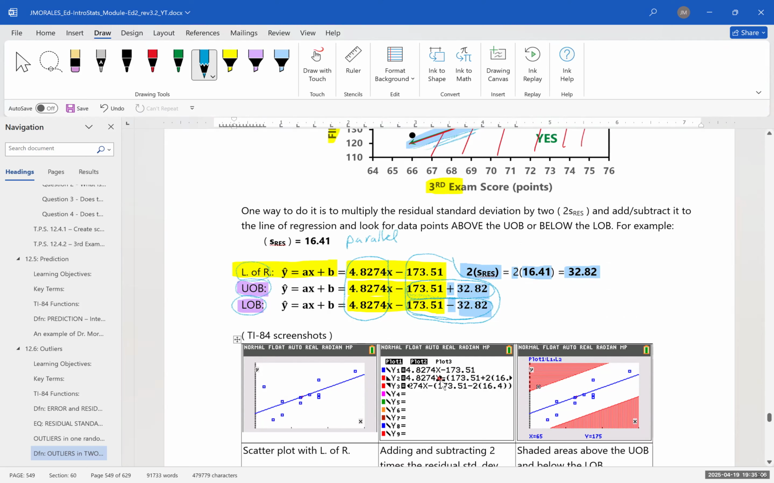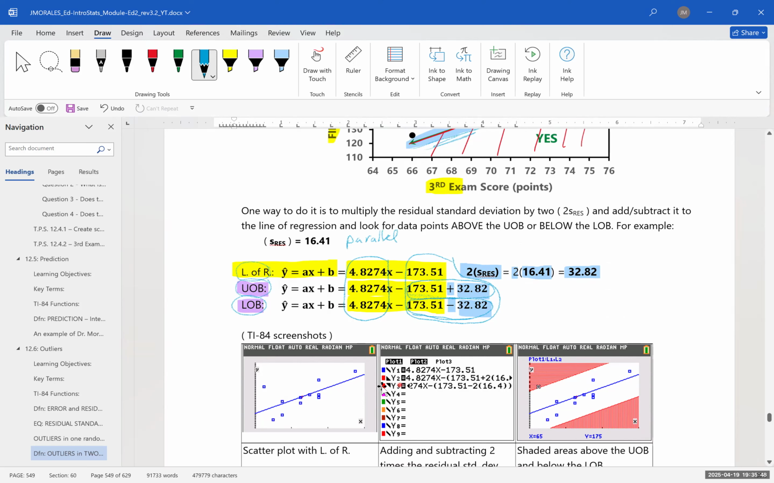Okay, then I took this line of regression, I copied it down here under y2 in order to graph that. And you can see I did 173.51 plus 2 times 16.41. So the fact that I did a plus here means that this y2 is going to be the upper outlier boundary. And what I did is I selected this little slash mark. And if you select the slash mark and hit enter, you can change it so that it'll shade. So I had it shade the area above this upper outlier boundary.